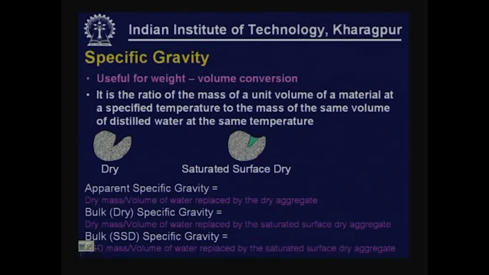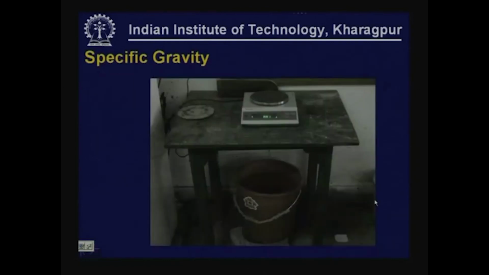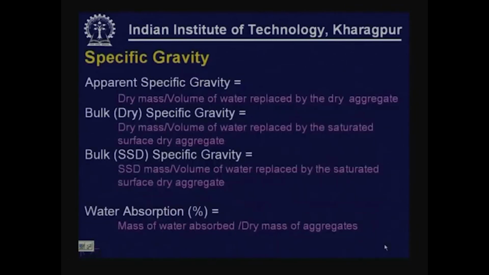But in bulk dry specific gravity, we consider the dry mass. In bulk saturated surface dry specific gravity, we consider saturated surface dry mass, wherein the weight of aggregate including the weight of moisture is also considered. This is how we normally determine the specific gravity.